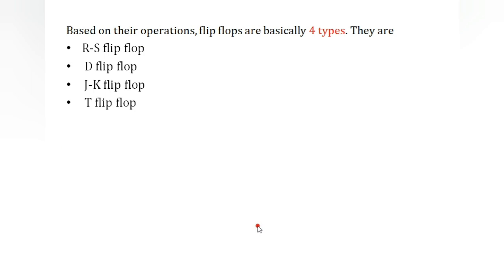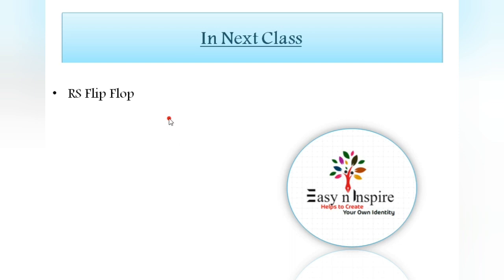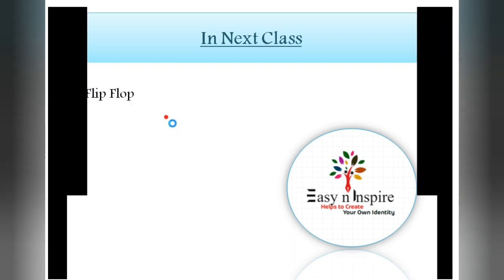Based on their operations, flip-flops are divided into four types: RS flip-flop, similar to RS latch; D flip-flop, similar to D latch; JK flip-flop; and T flip-flop. Four flip-flops. I'll discuss these four flip-flops in the next videos. In the next video, I'm going to discuss the RS flip-flop.